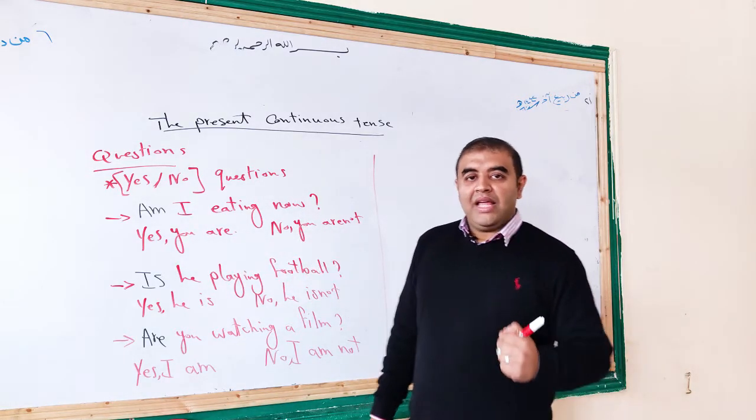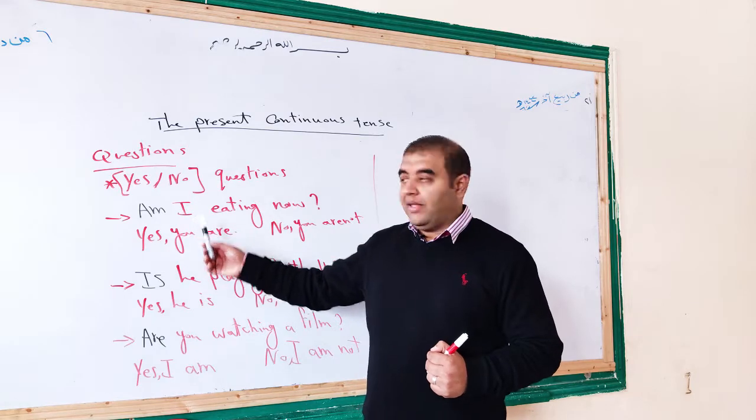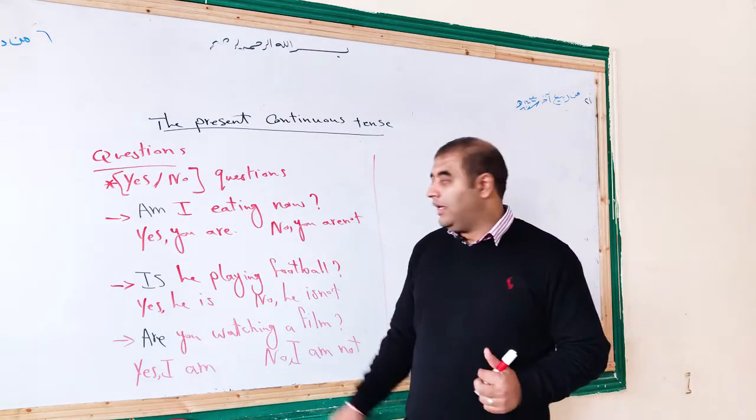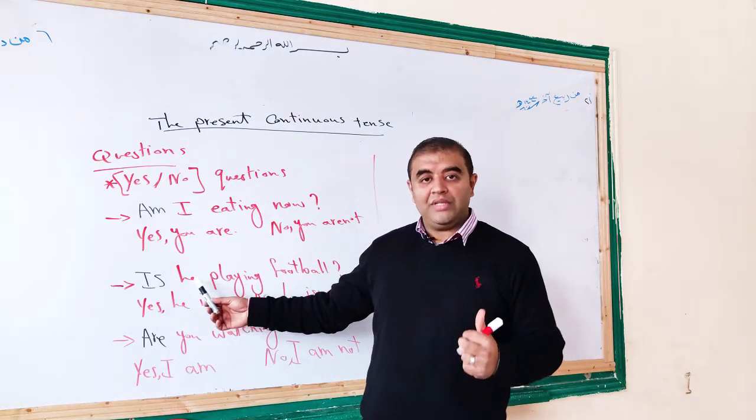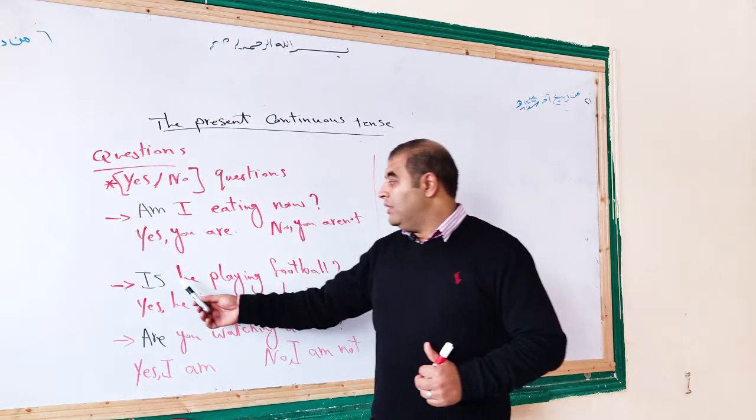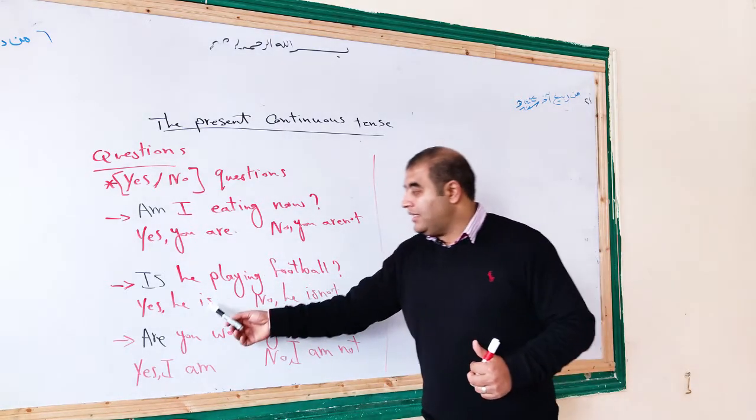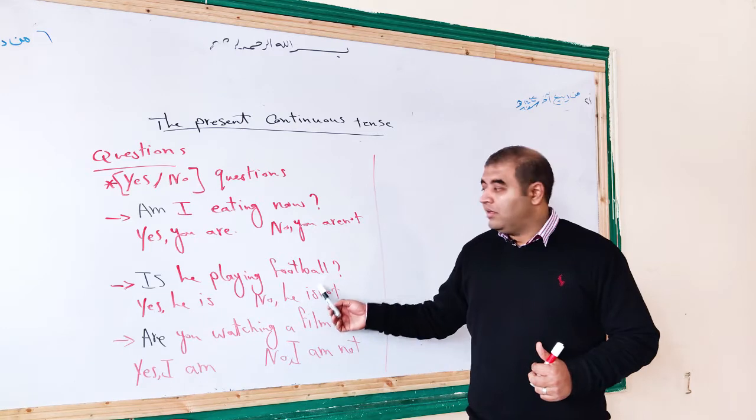And here we use the am because we have the pronoun I. And if we have another pronoun like he or she or it, we can use is. Look at this example. Is he playing football? Yes, he is, or no, he isn't.